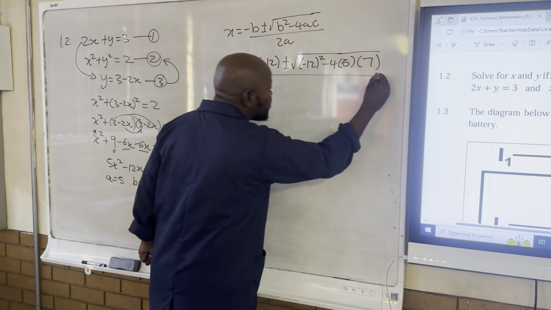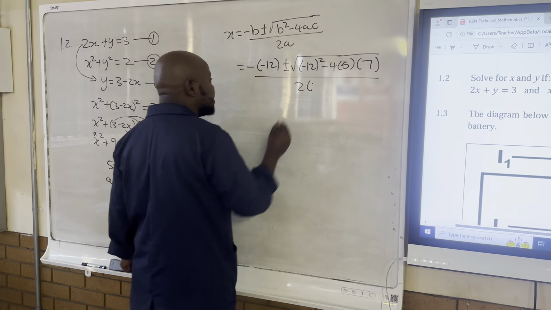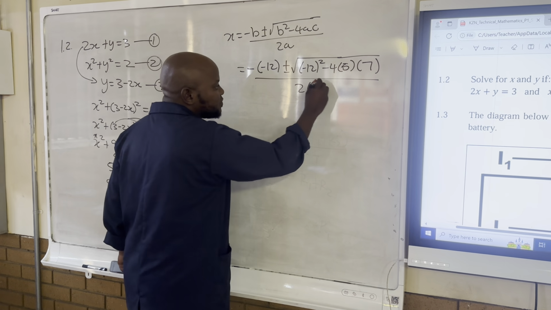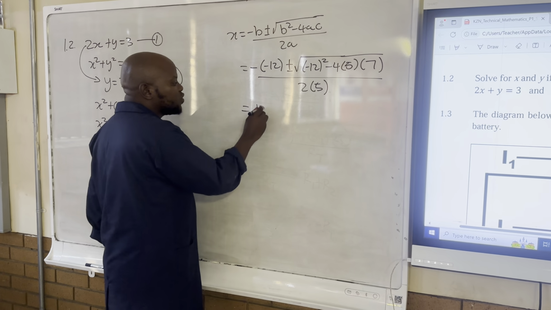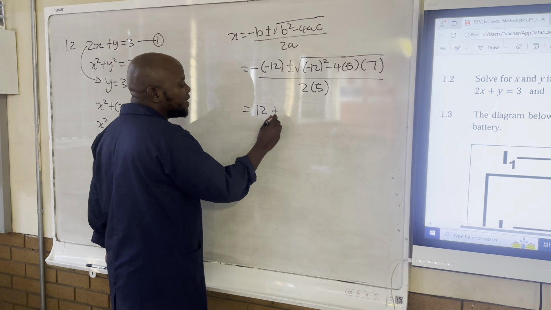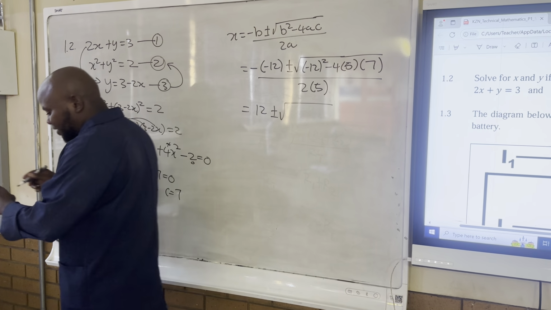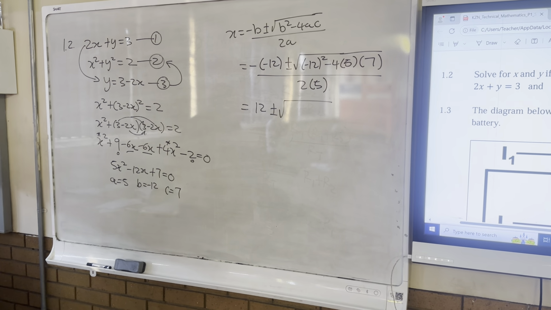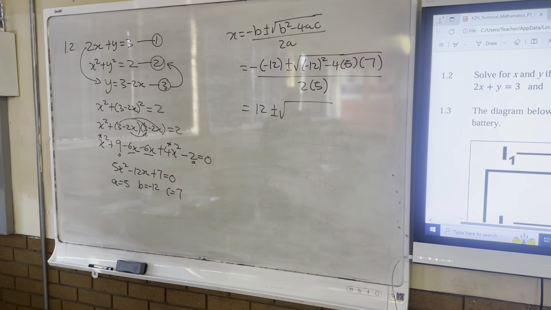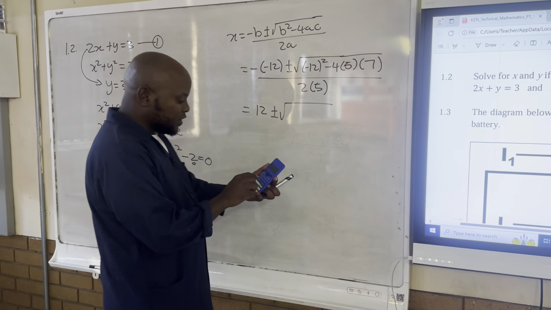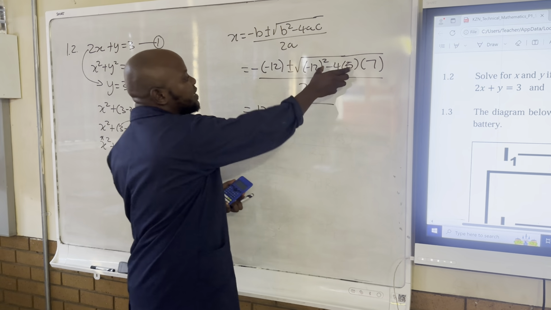Which is what we do now. 2 into 5 gives us 10 in the denominator, and we have 12 plus or minus the root of something. You must simplify what is under the root. Let me just fetch my calculator. We are simplifying what is under the root.